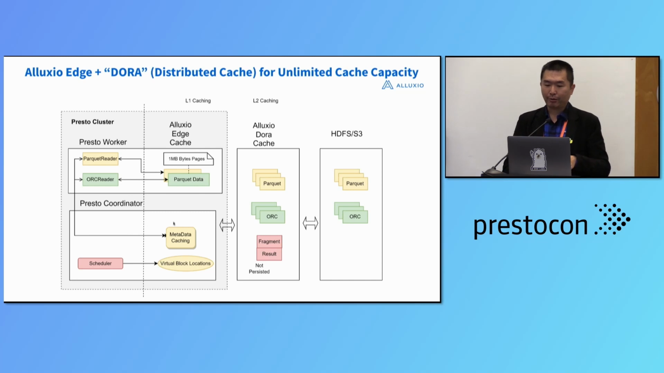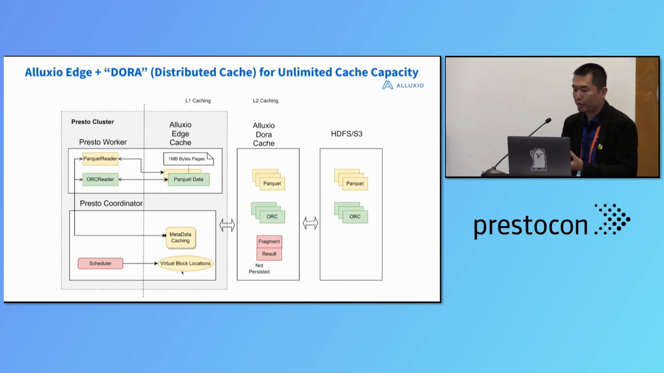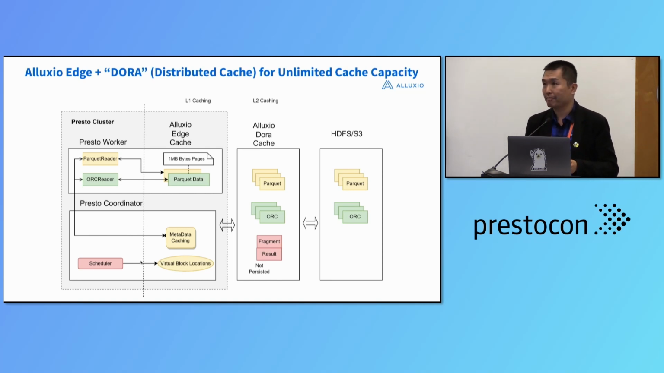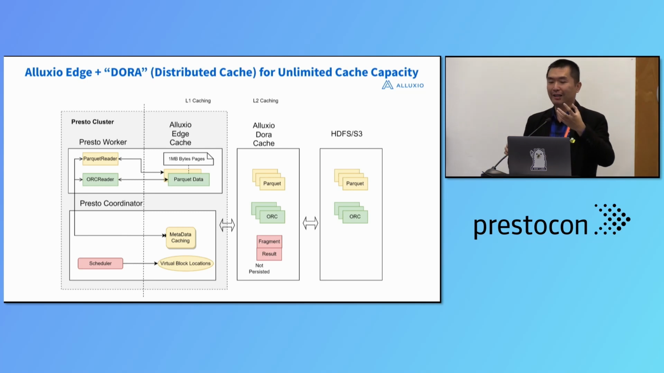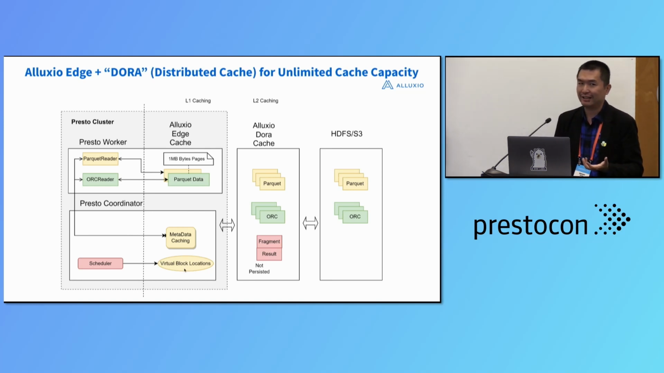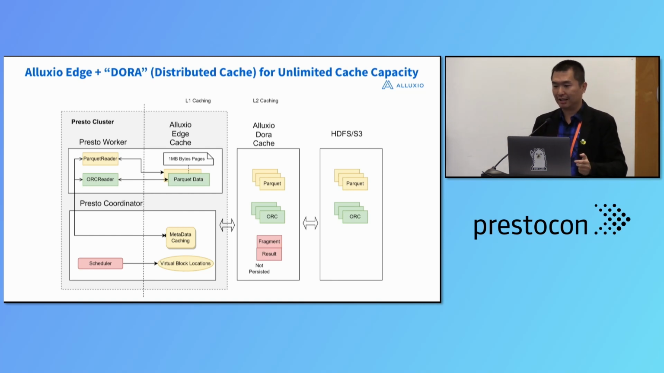We also provide metadata caching, and we also provide virtual block locations. This will impact the scheduler of the Presto coordinator, because the Presto coordinator can do the scheduling based on the address of each block. So we give them some fake block addresses, which means we can reduce the chance of a hot node, because some of the hottest files would otherwise always go to the same worker. By doing virtual block locations, we can prepare some fake locations, and they can reschedule the hot data to other workers.